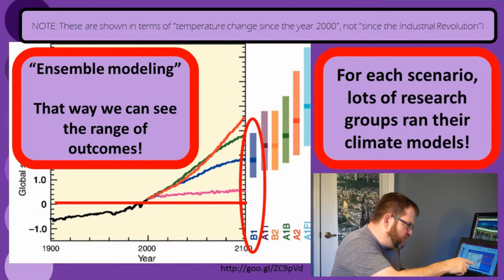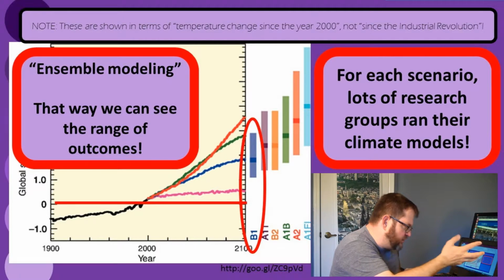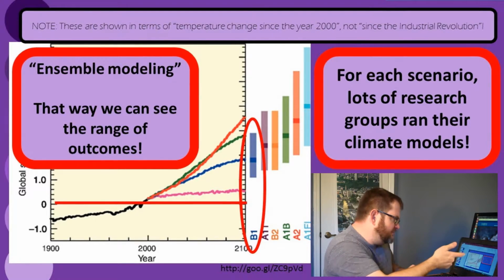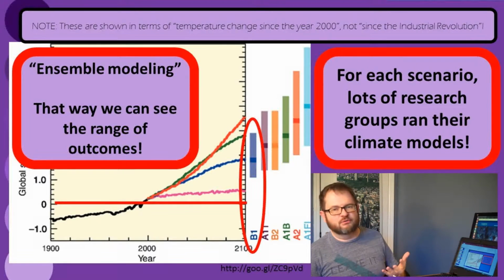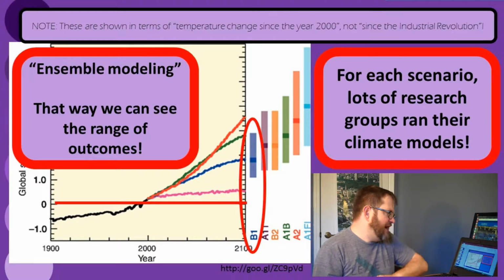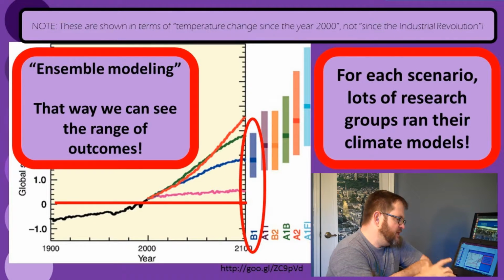And so like in B1, you can see that the most optimistic model shows only a little over 1 degree of warming after the year 2000, and the least optimistic shows as much as almost 3 degrees of warming by the year 2100. So you get a range. That's what those error bars there are showing.